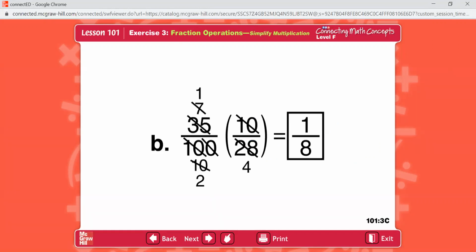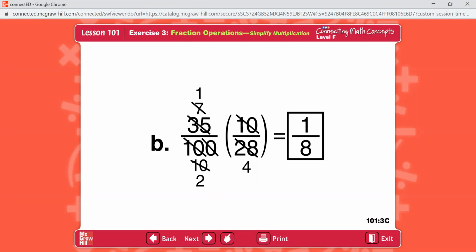You crossed out zeros in 10 100ths. Then you simplified 35 tenths. That's 7 halves. Then you simplified 7 28ths. That's 1/4. The answer to the problem is 1/8.